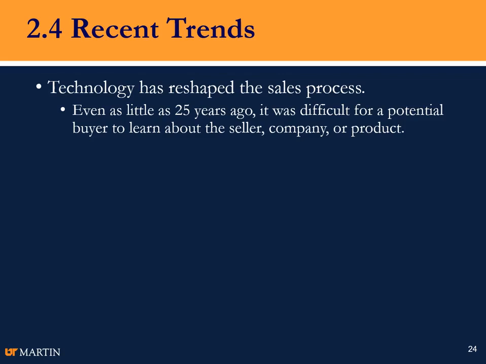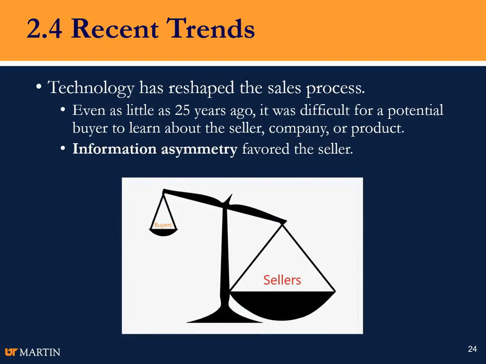Well, you heard about it from your friends, you read about it in the newspaper, but there were no websites dedicated to providing information about products, clients, and sellers and companies. It just wasn't as available because we didn't have the internet. Information asymmetry really favored the seller. The seller had more information than the buyer.